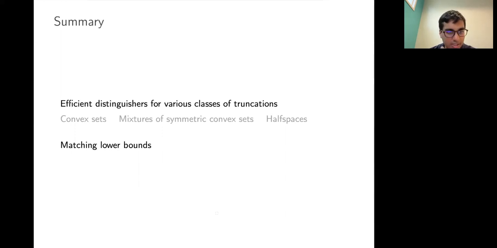And so just to summarize, we get efficient distinguishers for different classes of truncations. Not only are these distinguishers efficient from a sample complexity point of view, but also from a computational point of view. So they're all polynomial time distinguishers. So the runtime is also great. And we have matching information theoretic lower bounds for these different classes of truncations.